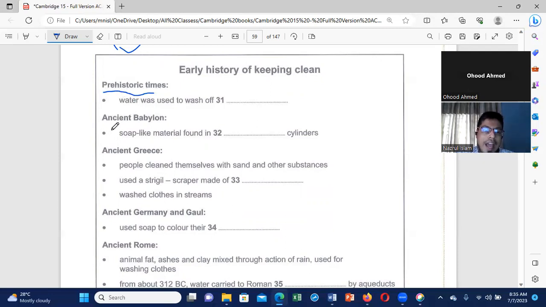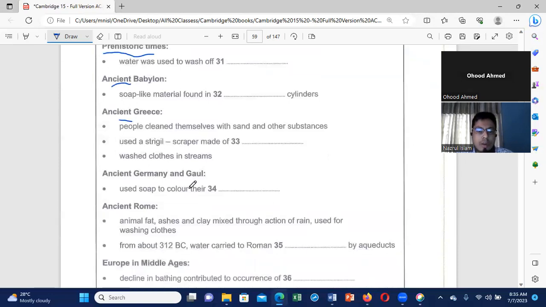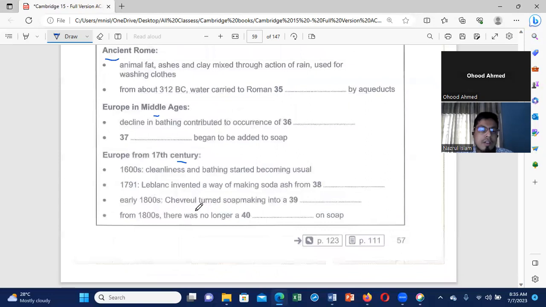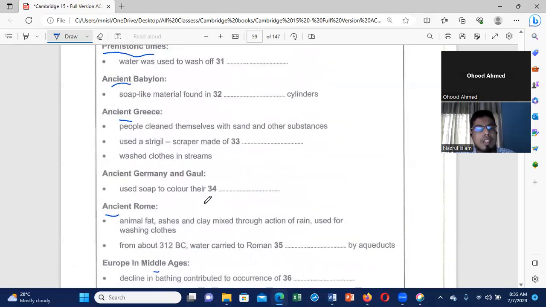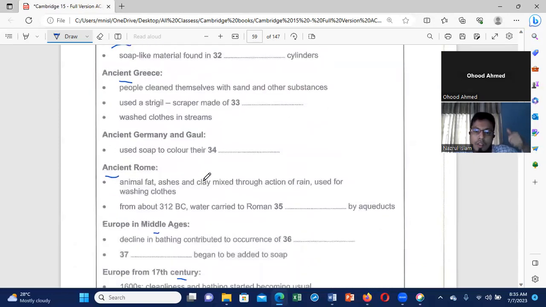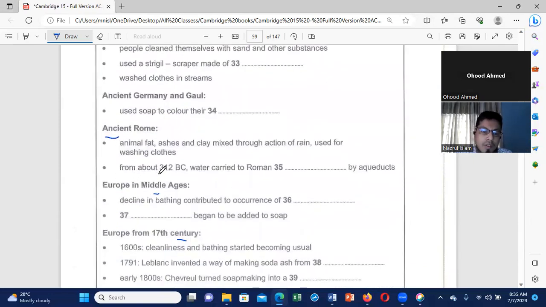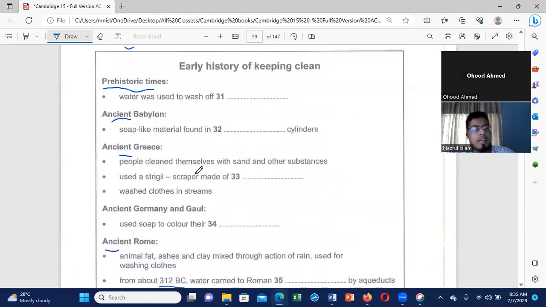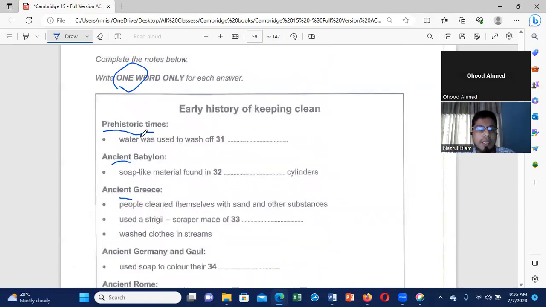To maintain the location: prehistoric times, ancient Babylon, ancient Greece, ancient Germany and Gaul, ancient Rome, Europe in the Middle Ages, Europe in the 17th century. These will help you get your answer location, so you will never be derailed from the audio. And these will help you too: 12 BC, then 1600s, 1791, 1800s, and so on. These will be mentioned clearly. All right, so let's keep going from the beginning.